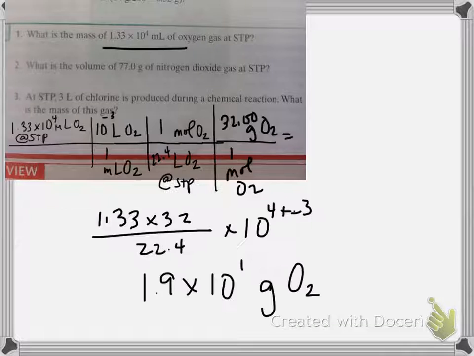Okay, let's do the math. Okay, I'm getting 1.9 times 10 to the 1st grams of O2. That would be 19 grams of O2. Correct answer is 19 grams of O2. And I can actually have one more sig fig, so it would be 19.0 grams of O2.